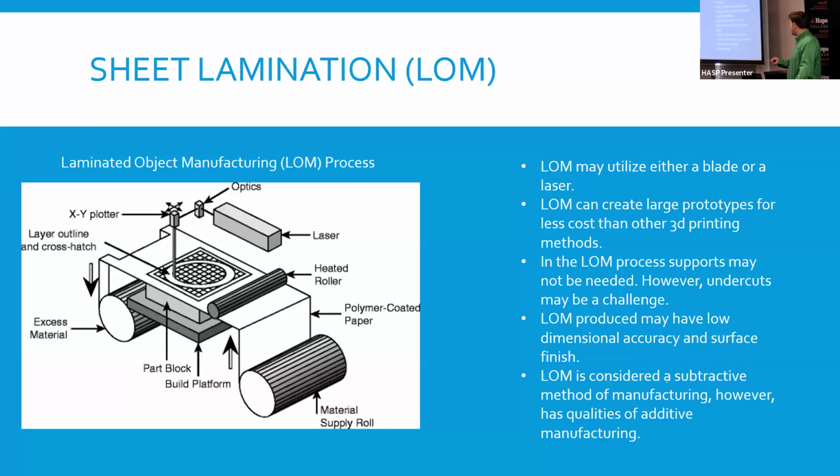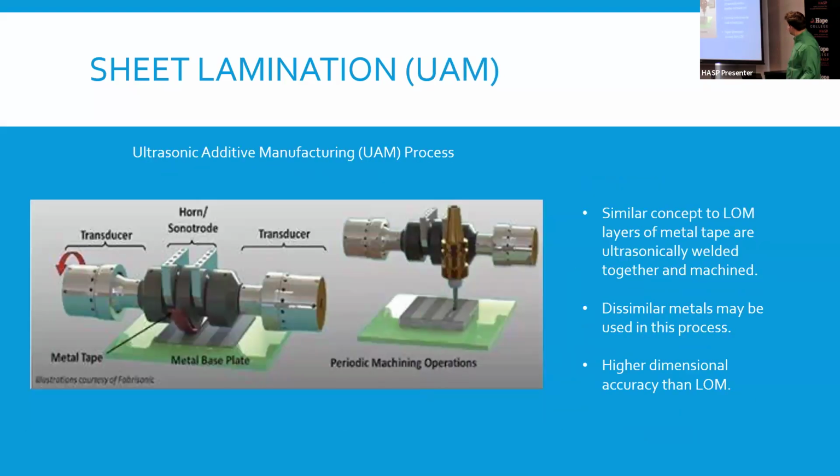So like I said before, LOM is considered a subtractive method of manufacturing, however, has qualities of additive manufacturing. So you're building up the layers. You're just building a block and then cutting out from the rest of it. But here's another type of sheet lamination called UAM. Now this one is more highly used: ultrasonic additive manufacturing. Basically this one still builds up a block, but now you're machining said block on a mill, which is way more accurate.